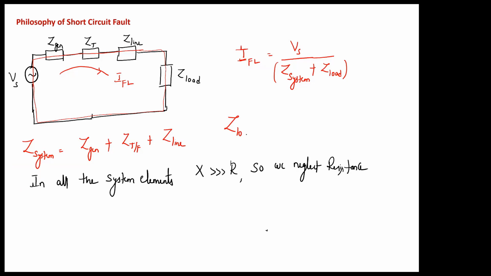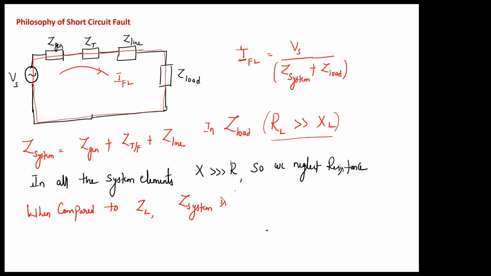The second point: in load impedance, resistance is very much greater than the reactance. That's why the full load power factors are 0.8, 0.9, approaching near to unity. Now, compared to the load impedance, Z system is very small, because the impedances of the generator, transformer, and transmission line are very small compared to the load impedance.